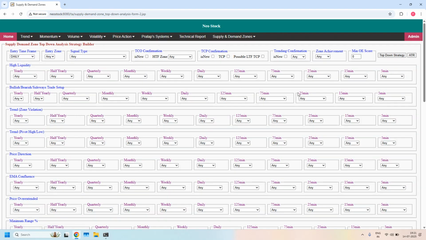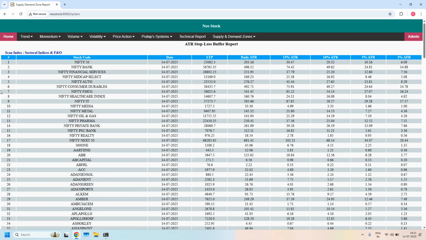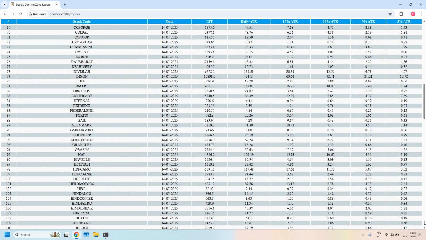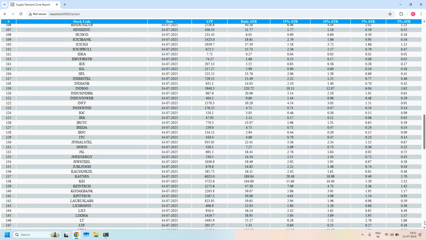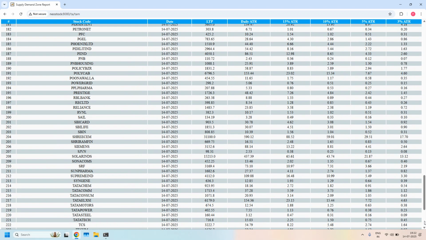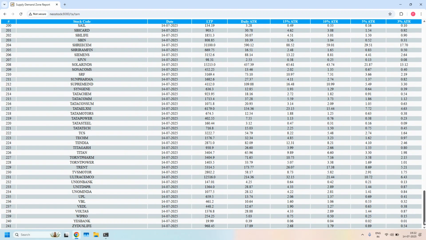In the final report, let us generate stop buffers based on daily ATR. First 17 in this list are indices, remaining all are equity stocks. I am scrolling the list down. Whichever the stock you want to refer, there pause the video. So total 241 stocks.